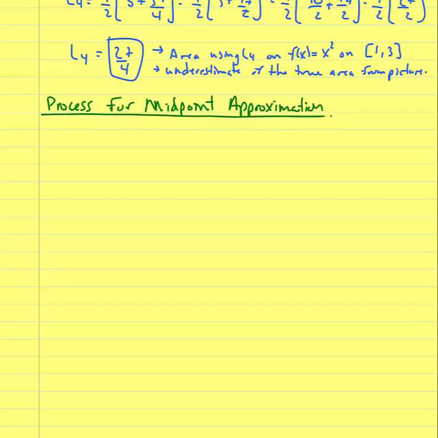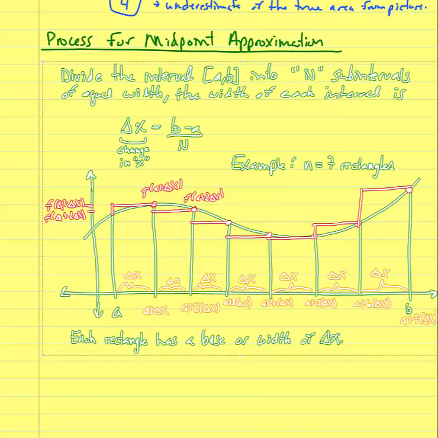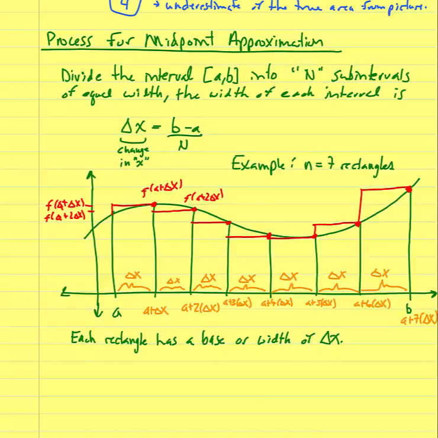Now, one was an under, one was an over. Midpoint might be our best bet, but I think the best way to come up with that is to actually just look at our picture and then do our best estimate. So it's going to be the same setup. Same process, except this time we're going to be using midpoints. So let me get rid of the stuff from our last example and then just change this picture to midpoints.